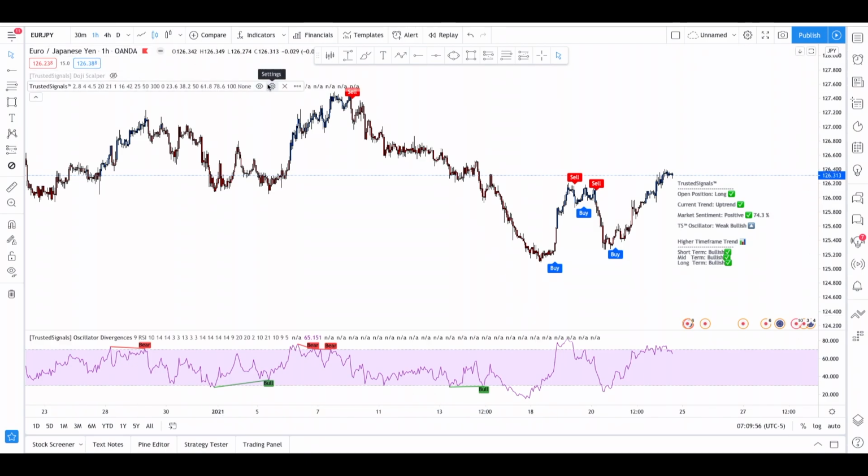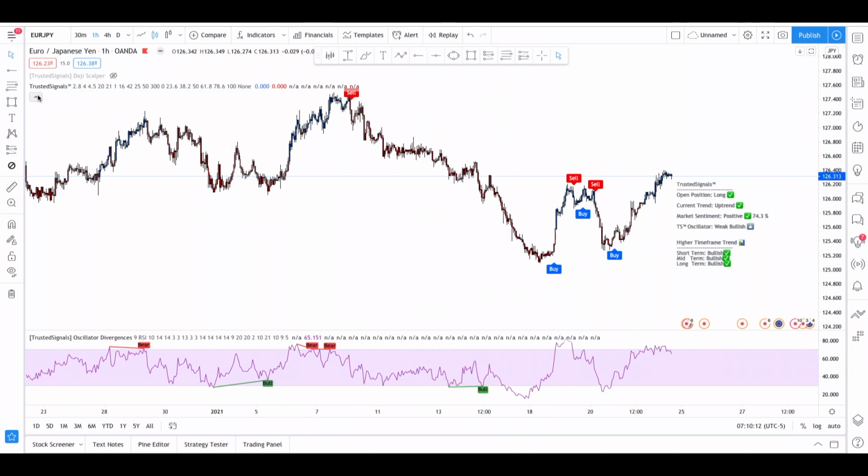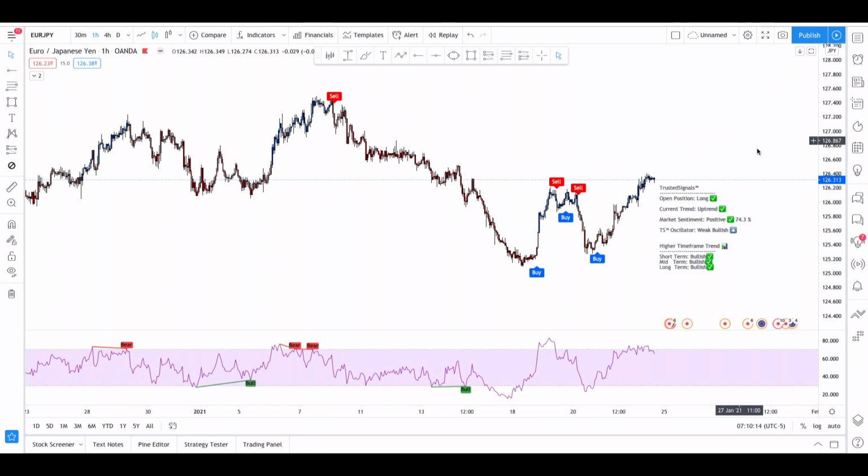To do that you will go to the Traditional Signals settings, and click on the Use ADX filter box. Notice that you can adjust the ADX smoothing and DI length to receive more buy or sell alerts. Now that we have everything turned on, we can begin to use this on our charts.